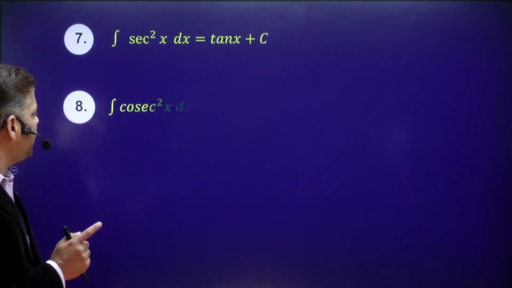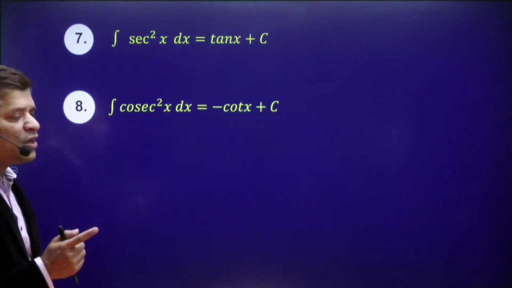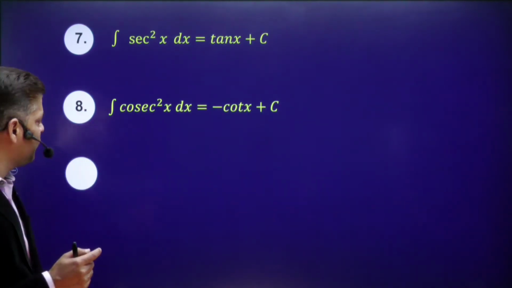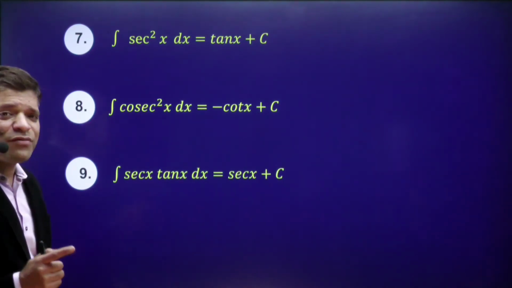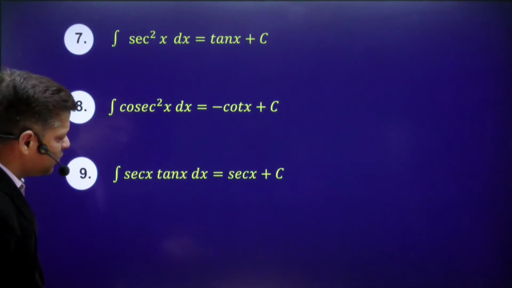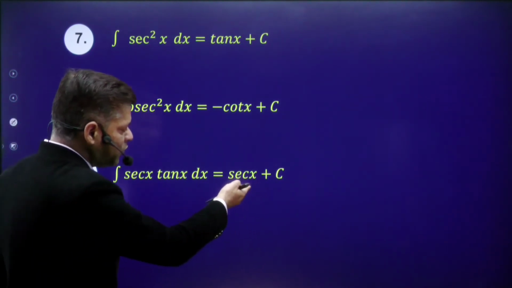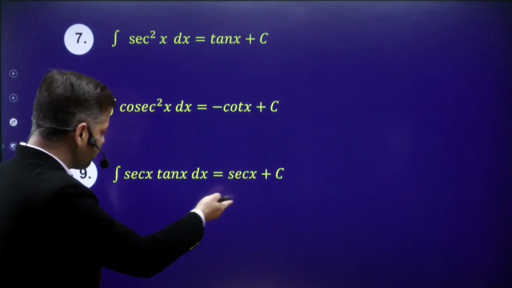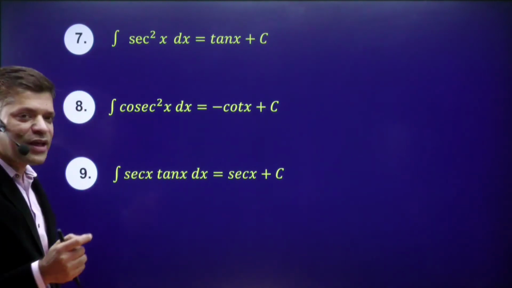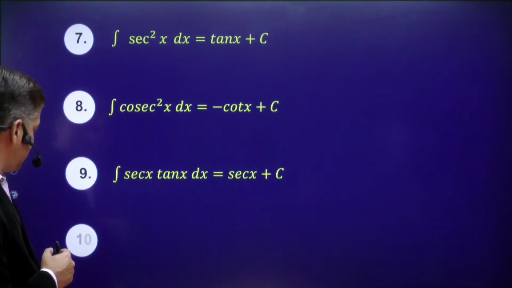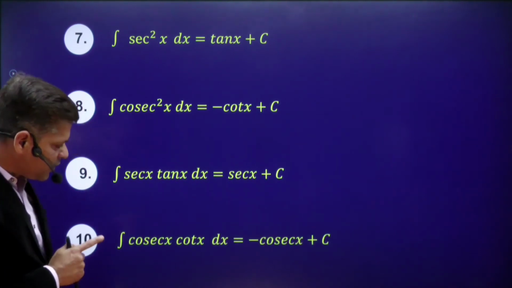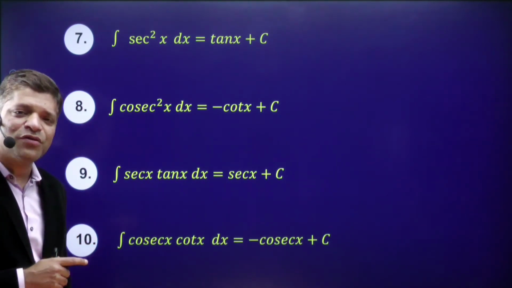Formula number 7: integration of sec square x dx is tan x plus c. Formula number 8: integration of cosec square x dx is minus cot x plus c. Formula number 9: integration of sec x tan x dx will be equal to sec x plus c, because if you differentiate sec x, you will find sec x into tan x.